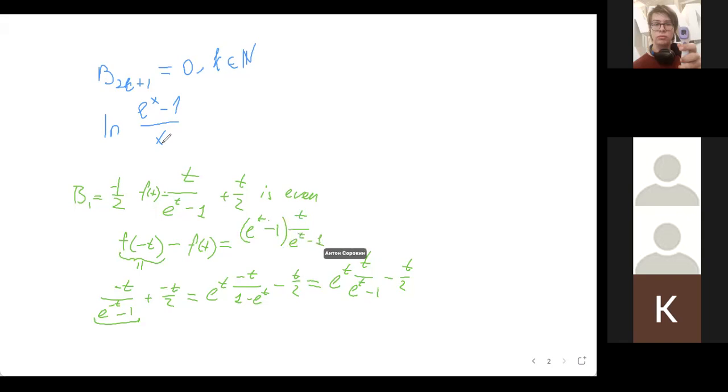I remember that I did this before, but I can't remember so well. You subtract and what happens? So this and this cancel out, and we get 0. There will be t remaining. Okay, so all odd Bernoulli numbers are zero except for the obvious one.